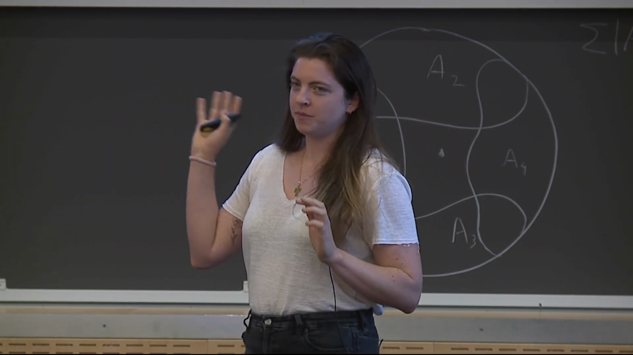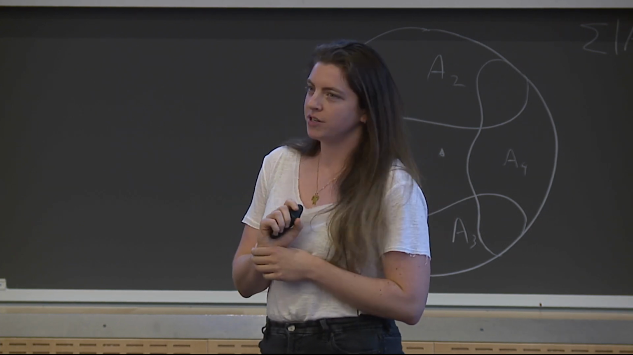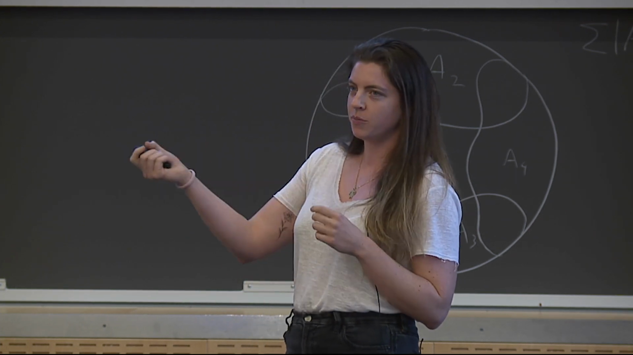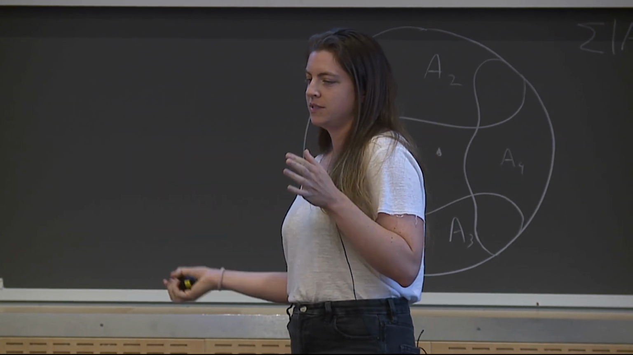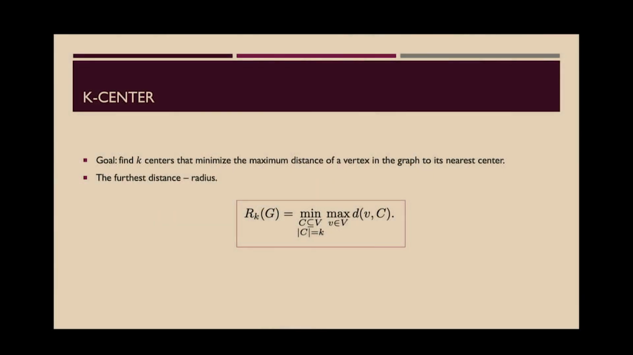So the problem I'm going to be talking about is k-center in graphs, where we want to find k points in the graph that minimize the maximum distance of a vertex in the graph to this set of centers. And what we're going to try to approximate is the radius here. So that will be this maximum distance of a point to this set of centers.